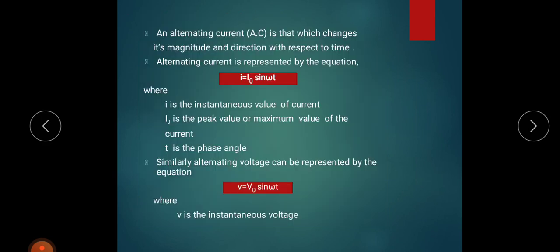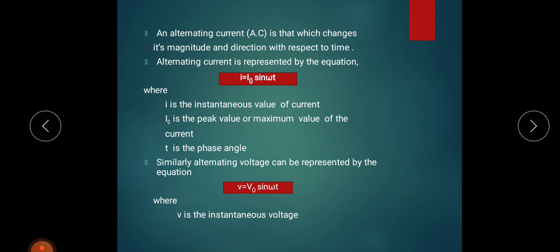Next, regarding alternating current, we know the definition. Alternating current is that which changes its magnitude as well as its direction with respect to time. It is generally represented by the equation I is equal to I naught sin omega t, where small i is the instantaneous value of current, I naught is the peak value or maximum value of the current, omega t is the phase angle, and omega is the angular frequency.